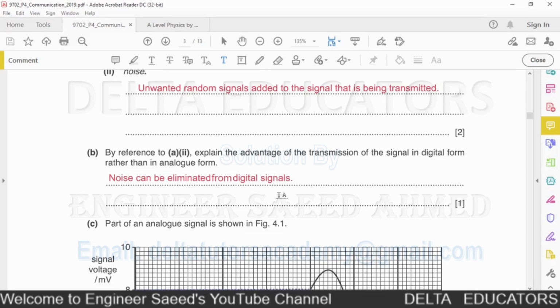Part B. By reference to A2, explain the advantage of the transmission of the signal in digital form rather than in analog form. In analog form, when the signal is transmitted, we have unwanted signals that is called noise. Now when we convert this analog signal to digital signal, this noise can be eliminated. So what is the advantage of digital signal? In digital signal, the noise can be eliminated. So just you have to write here, noise can be eliminated from digital signal.